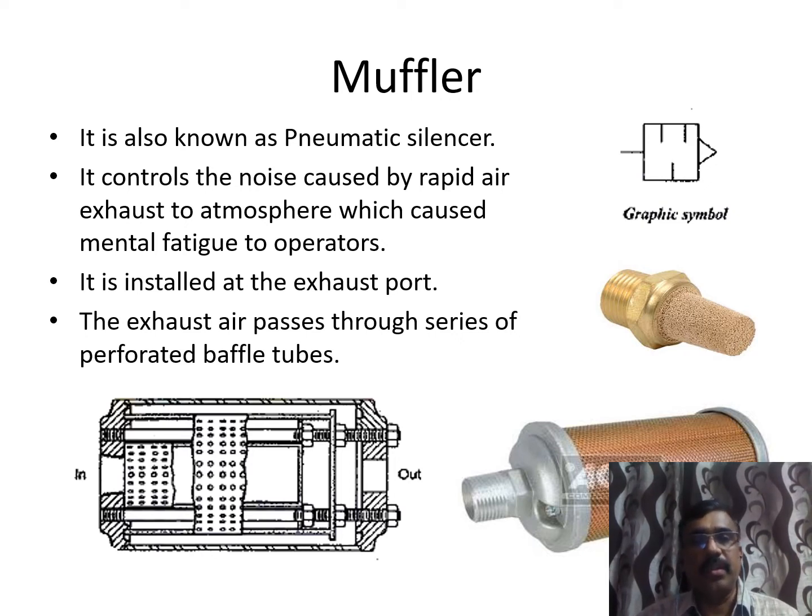It controls the noise caused by rapid air exhaust to the atmosphere, which causes mental stress and fatigue to the operators. So it is installed at the exhaust port, and the exhaust air passes through a series of perforated baffle tubes. Thereby it reduces the noise which comes out due to the high velocity of air coming from the exhaust. Okay, so this is the graphical symbol of the muffler.